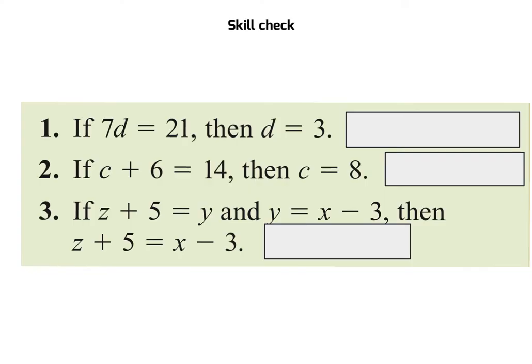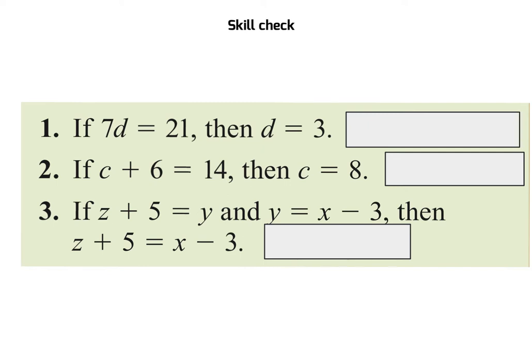So do these 3. Look at these and tell me what property allows you to have these as true statements. If 7D equals 21, then D equals 3. What can you do? Which property can you use that shows that is true? If C plus 6 equals 14, then C equals 8. What property there? And then the last one, Z plus 5 equals Y, and Y equals X minus 3, then Z plus 5 is X minus 3. So go ahead and do those 3 really quickly. Just write down those properties.